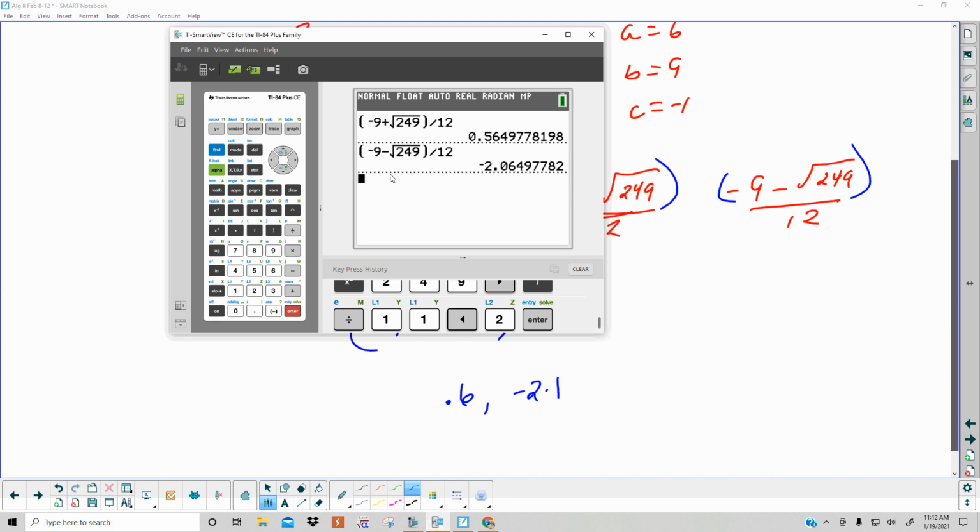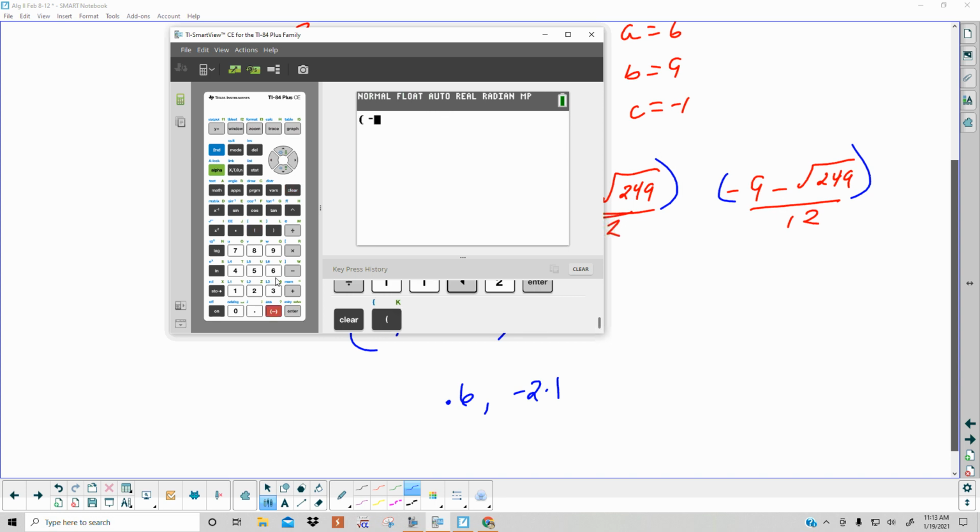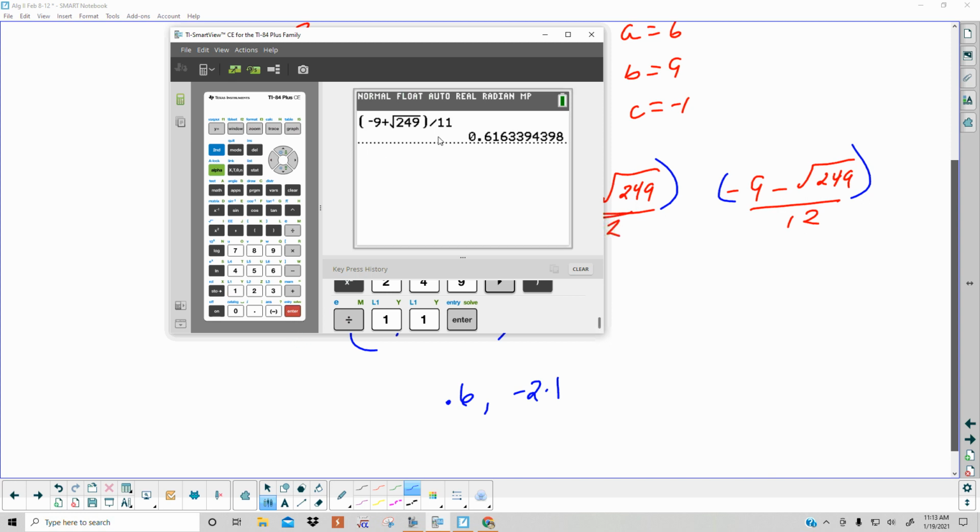Now I can show you guys a way to shorten this up a bit. So let's say, to limit the number of keystrokes you got to do, let's say this was the one I typed in first. I cleared out. Parenthesis, negative 9 plus the square root of 249. Come out of the square root, parenthesis, divided by 12. Enter. Oh, I hit 11. But here, this is a good thing. Rather than retyping it, what you can do is second, enter, and it calls that previous thing back. And then you can just back up and go, no, that wasn't 11, it was 12. So again, what I did was second, enter, and it calls the previous thing you typed in back.